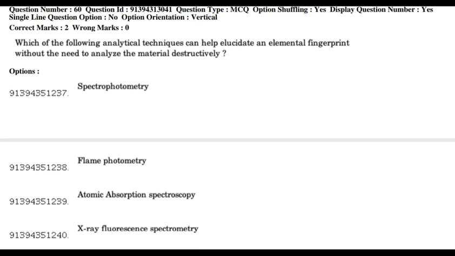Which of the following analytical techniques can help elucidate an elemental fingerprint without the need to analyze the material destructively? X-ray fluorescence spectrophotometry is used to do this.